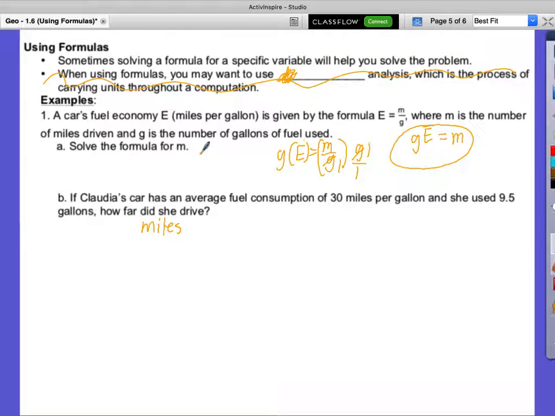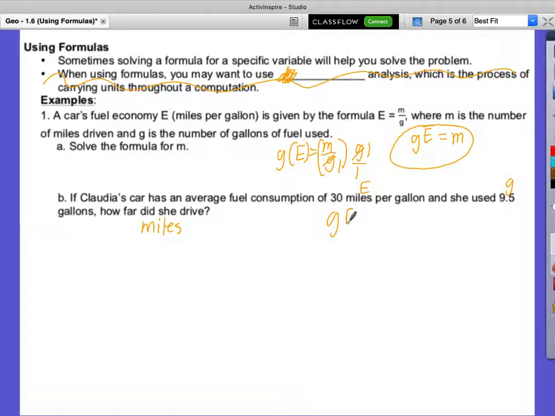Now, 30 miles per gallon. Is that one of these other variables that we have? Is that either the fuel economy or the gallons? Is that fuel economy? Yes. So that's our E. 9.5 gallons. Which letter would that be? G, because it says gallons in there. Now, do we have our E, our M, and our G? Yes. Can we plug these into the equation to solve for M, miles? How far did she drive?